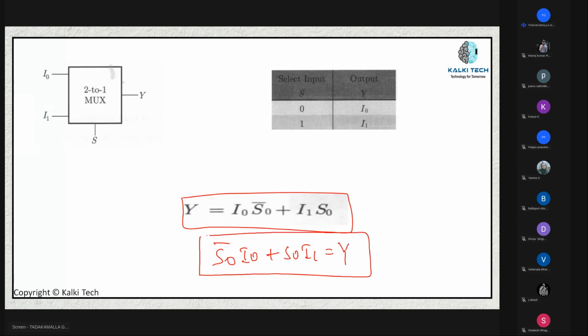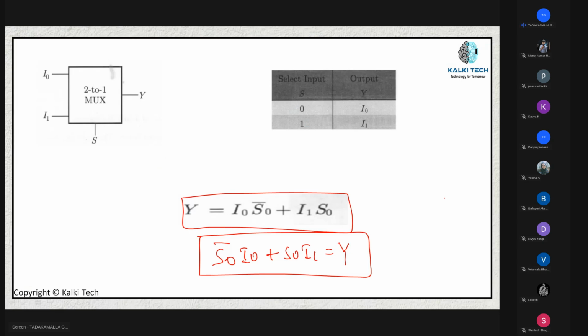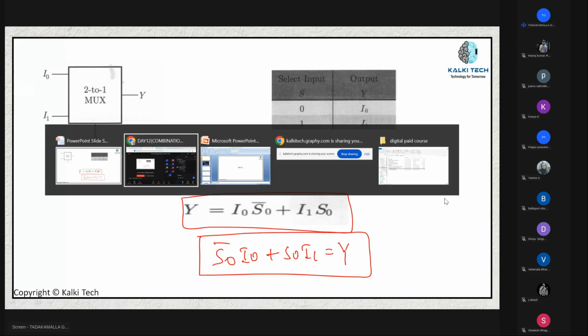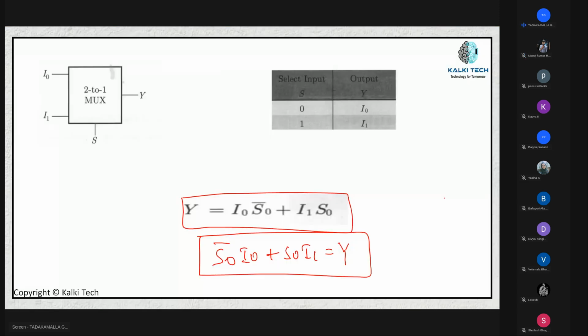And this expression has one more name. Can anyone tell me this expression name? Y is equal to S bar I0 plus S into I1. Anyone have any idea about what is the name of this expression? Shannon's equation. Yes, very good. So this expression is also known as Shannon's equation.